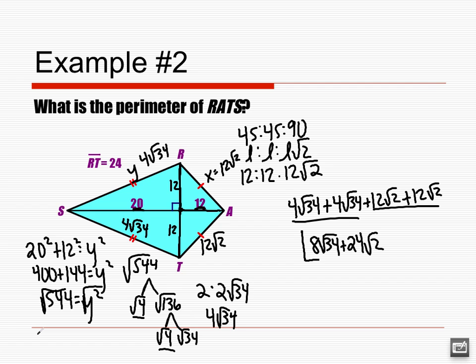So the number under the root stays the way that it is. We can't add these two because they have different numbers under the root. So that is our perimeter: 8 root 34, add 24 root 2. If you find the decimal, this ends up to be about 80.6. So that was a review of 45, 45, 90, Pythagorean theorem, simplifying radicals. So all that stuff that we did in the last chapter, again, is coming up.